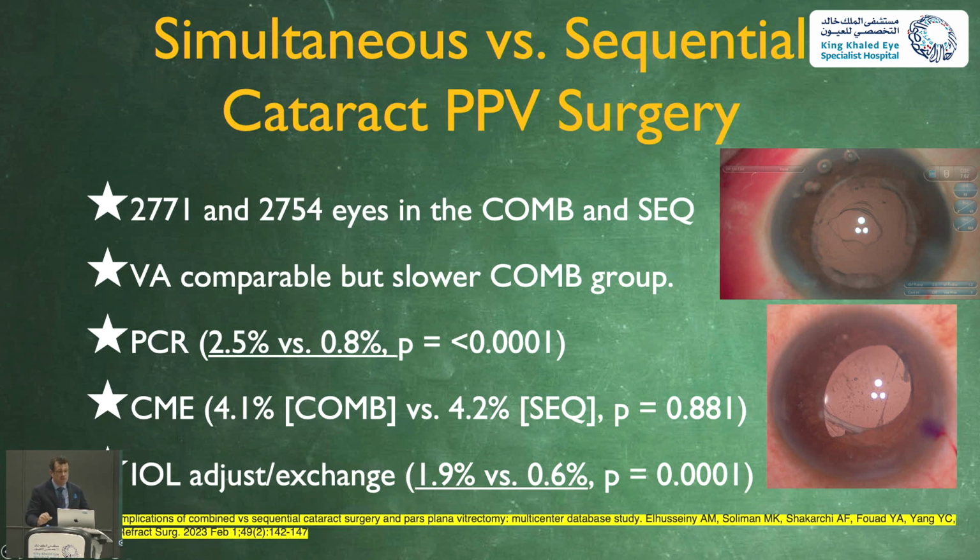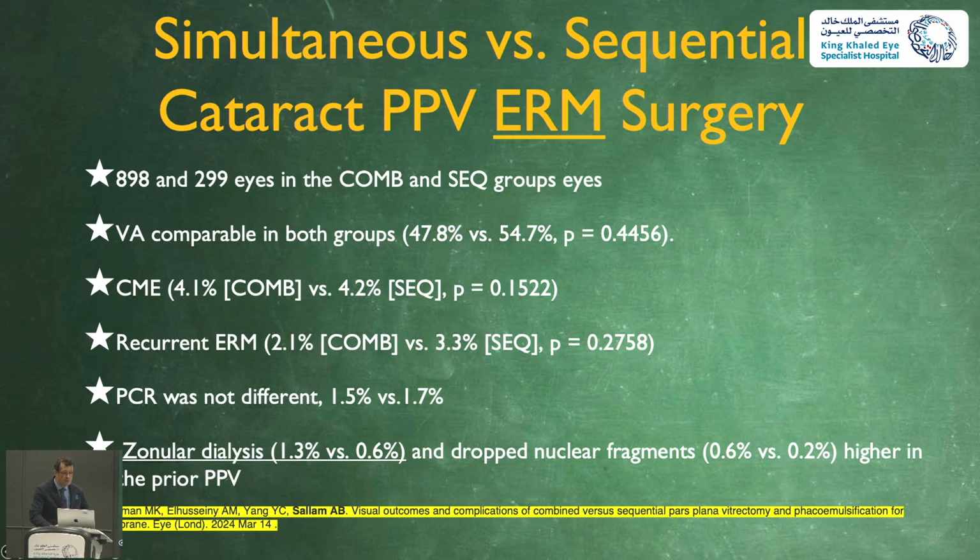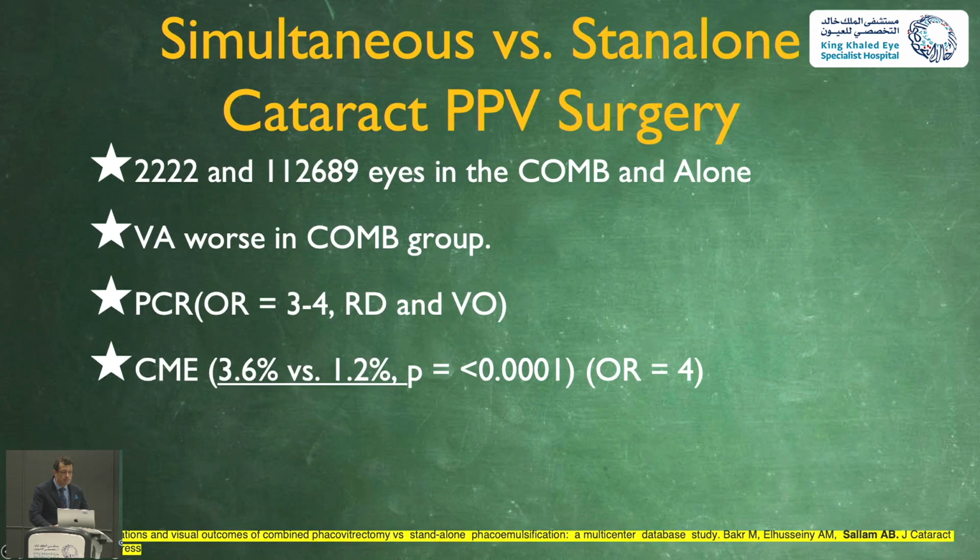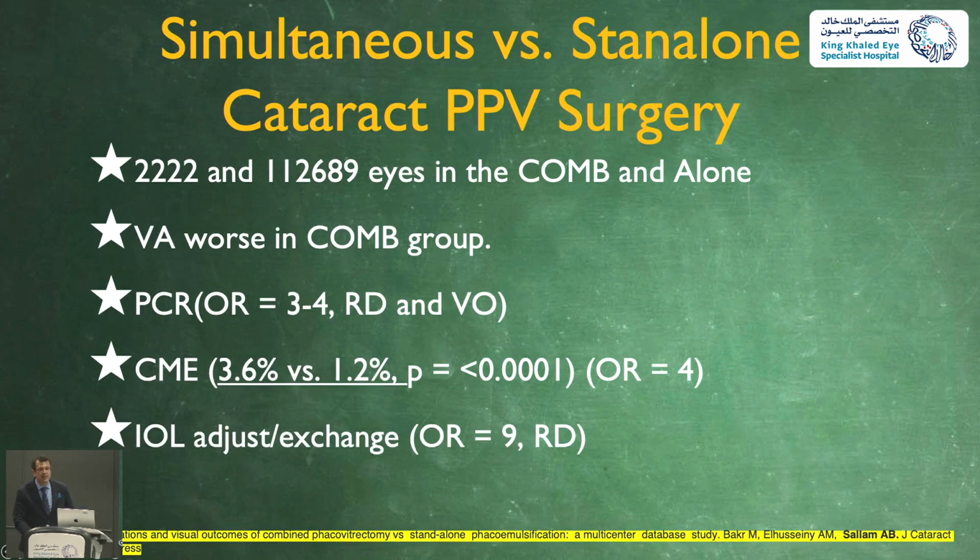We found that if you are doing just a standalone cataract surgery, your risk of complications is less. There is a 3 times higher risk if you're doing combined surgery, especially with retinal detachment and vitreous opacity, where you're dealing with an eye where the red reflex is not ideal. Of course, cystoid macular edema is also higher. Again, you're doing 2 surgeries instead of 1. And IOL issues were there as well. So something to be wary of.